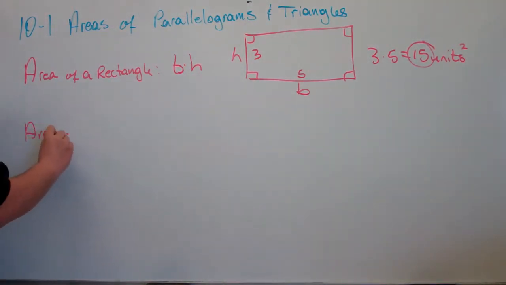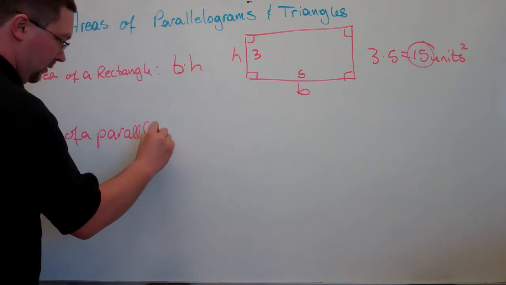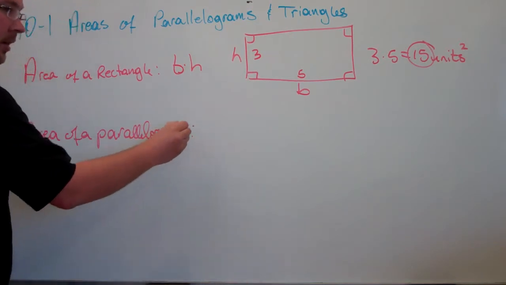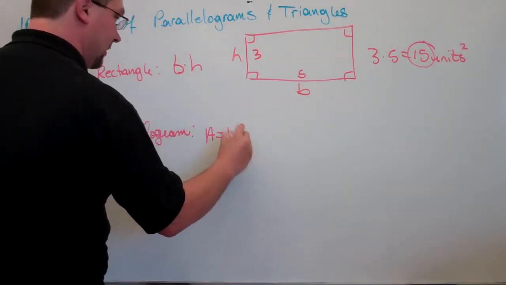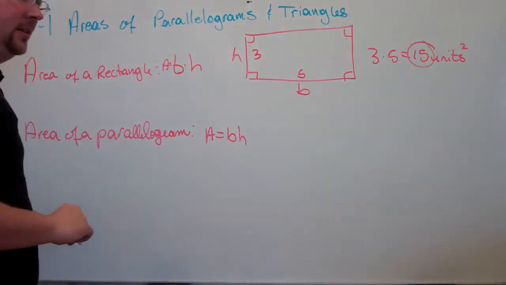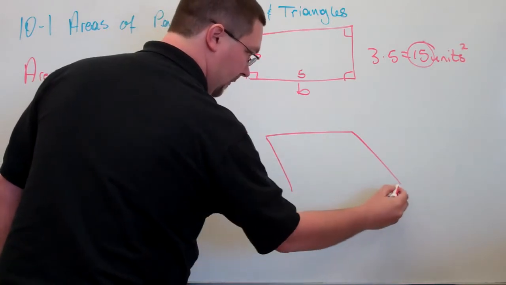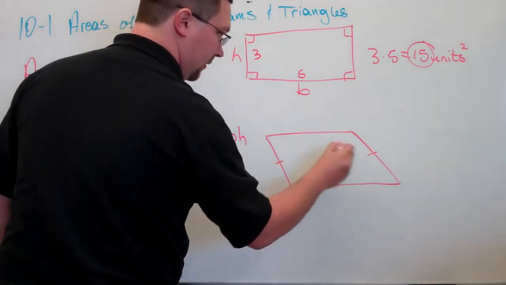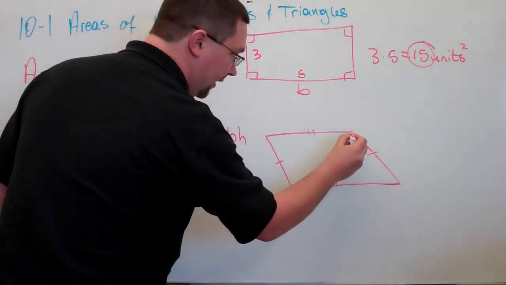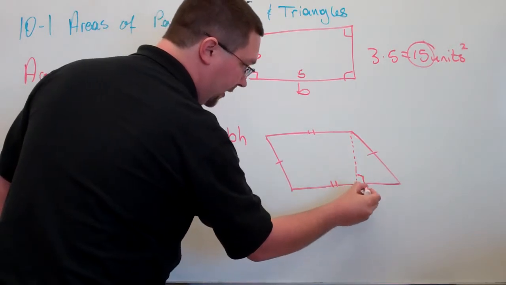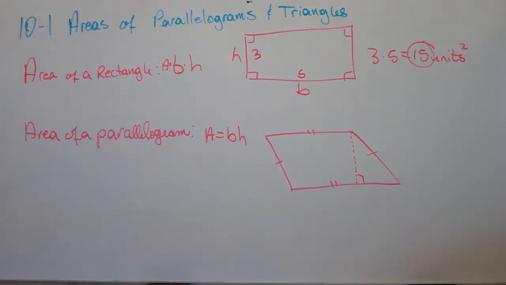Now, the area of a parallelogram is the exact same formula. Area equals base times height. Here's why. Here we have a parallelogram. If you were to drop a perpendicular line here, cut off this triangle and move it over here, what would you have? You'd have a rectangle.